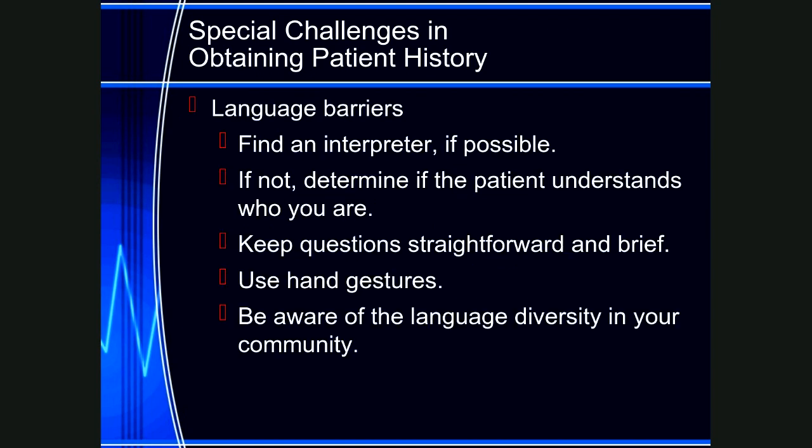Language barriers. Find an interpreter if possible. Best little interpreter you can find if you're in an apartment building is a kid that's about 8 or 9 years old. Usually they can speak the native language as well as English. The thing to remember if you're using a child to do some interpreting for you is don't use big medical terms with them.